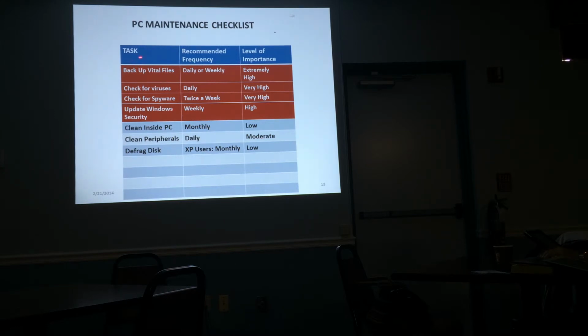Here's your task. How often should you back up vital files? Recommended frequency, daily or weekly. If you don't have a form of backup right now, you're asking for trouble. As Terry said in his presentation, anytime it's going to bite you. It will.